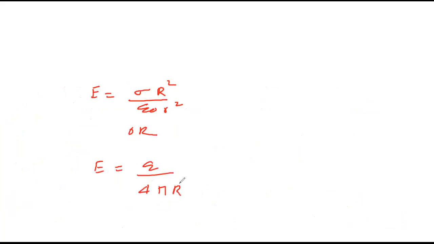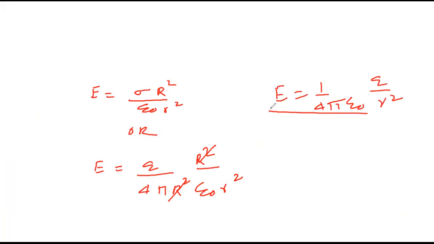So E equals sigma r square upon epsilon naught small r square, or E equals sigma, where sigma is charge upon area, which is 4 pi capital R square, into R square upon epsilon naught R square. That is nothing but E equals 1 upon 4 pi epsilon naught Q upon R square. Same we are writing now for sphere.